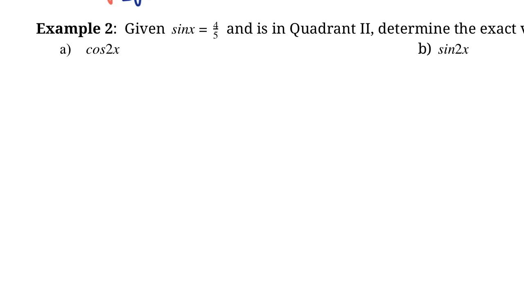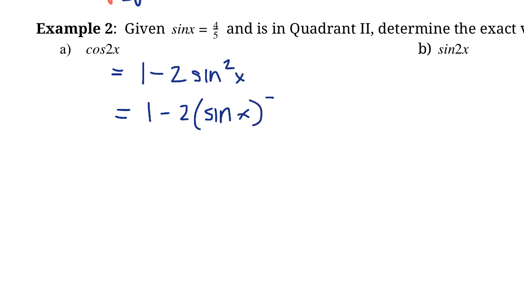We actually have 3 double angle formulas we can choose from for cos 2x. But considering we're given sine of x, the easiest one to use would be the one that's 1 minus 2 sine squared of x, right? Because we already know what sine of x is. So here, putting this in, this is just going to be 1 minus 2 times... remember what sine squared of x actually means. It just means sine x squared.